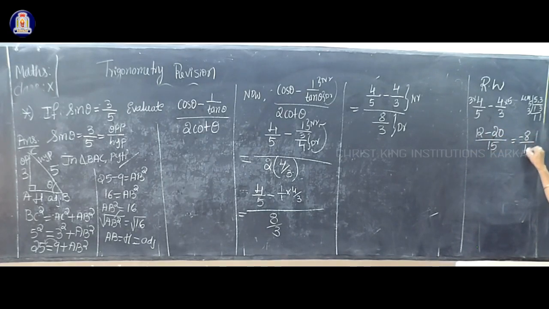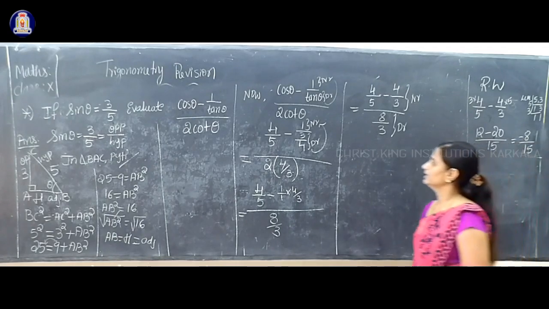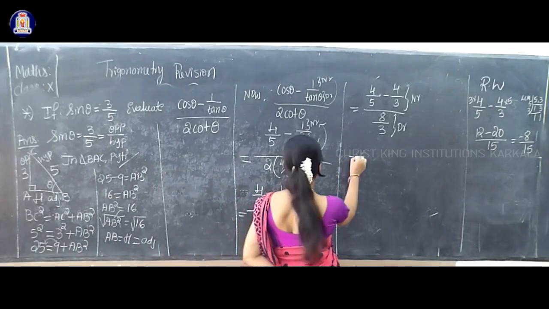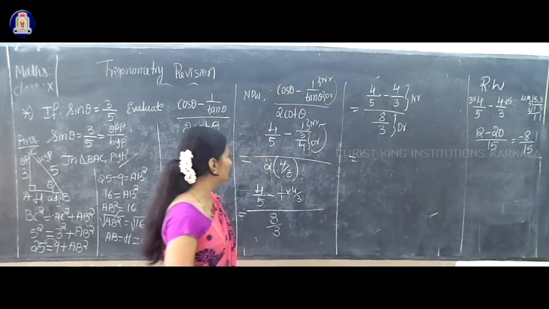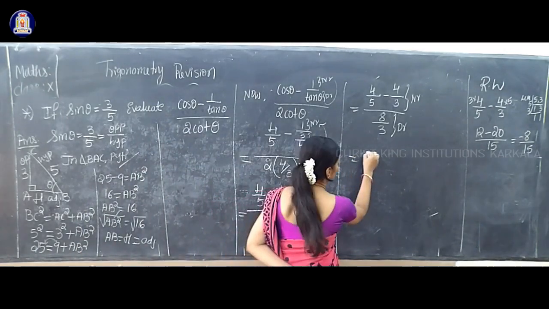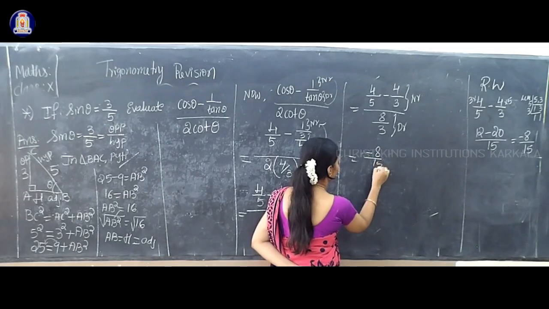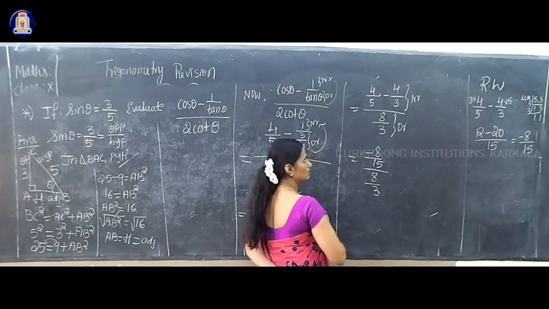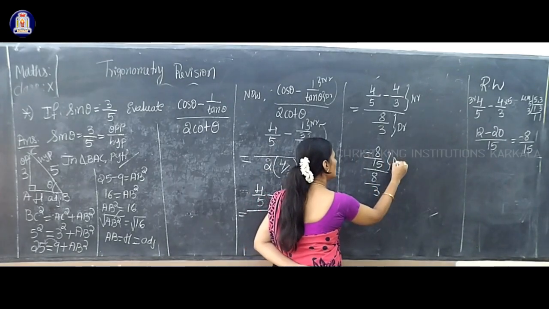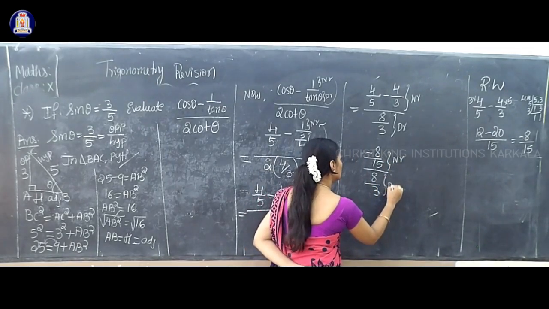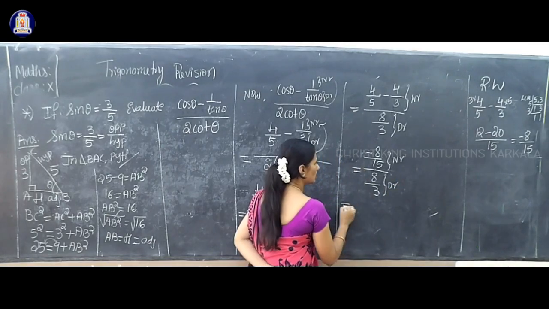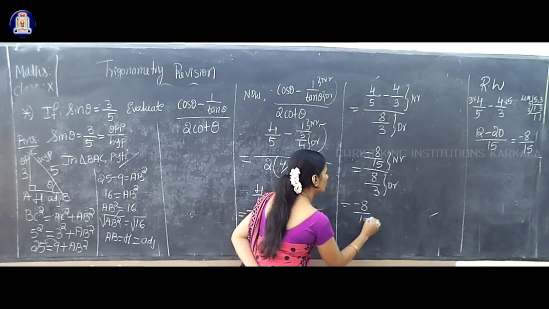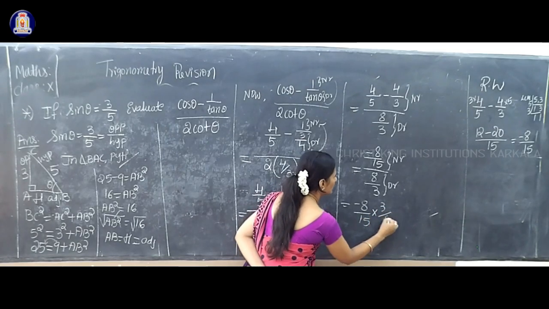Minus 8 divided by 15, divided by 8 divided by 3, right? This is your numerator and this one is your denominator. So now denominator to numerator. So minus 8 divided by 15 times 3 divided by 8.